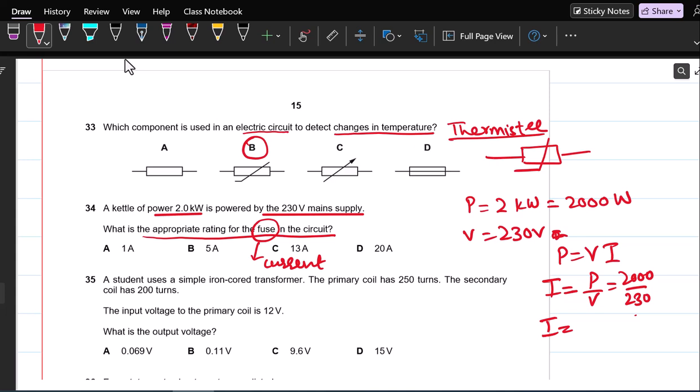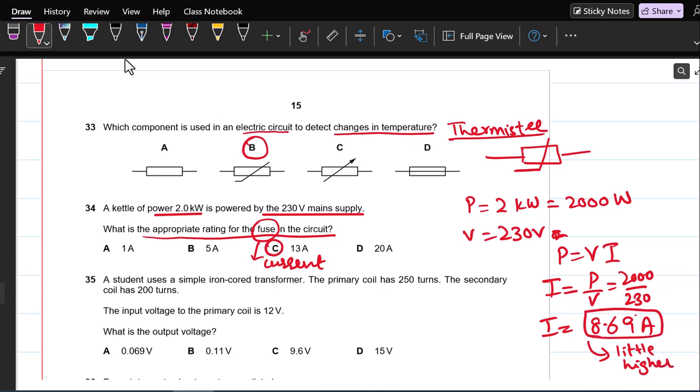200 divided by 23 is 8.69 ampere. So we keep the fuse rating a little high, so that this much current can easily pass. So C is right here.